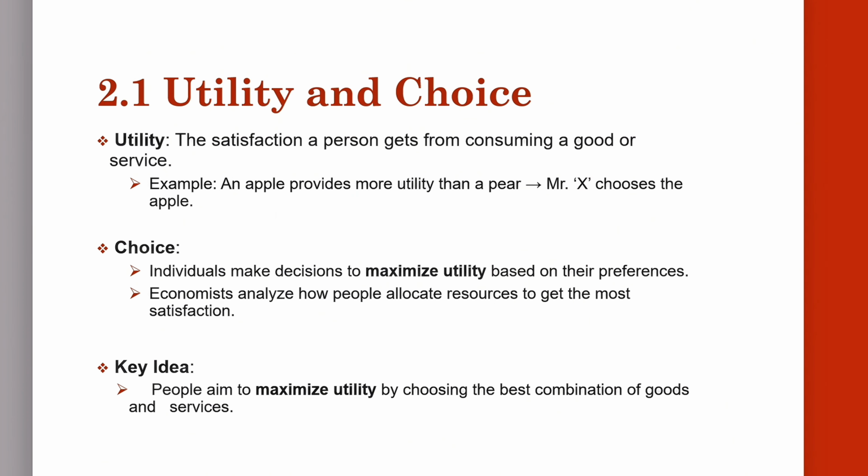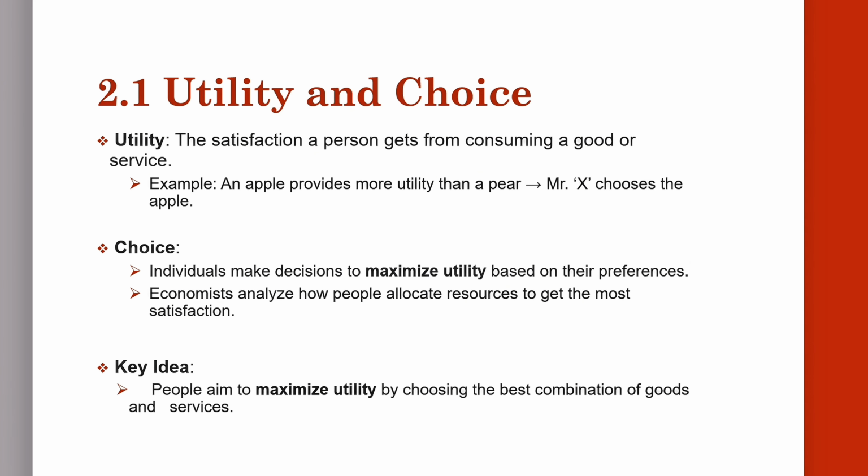Consumer behavior begins with the fundamental question: why do people buy what they buy? The answer lies in a powerful economic concept called utility. Utility simply means the satisfaction or the benefit a person gets from consuming a product or service. Every time we choose between products, like deciding between an apple or a pear, we are making a decision to maximize our utility.